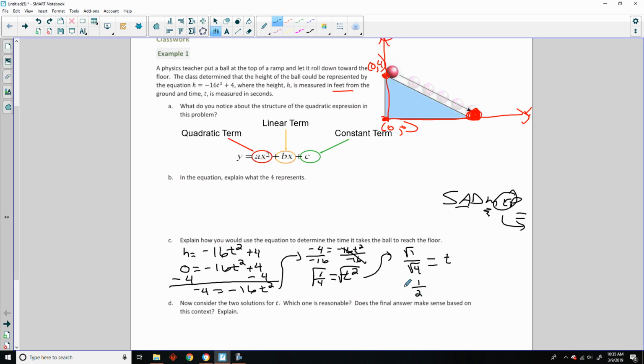But remember, when you take square roots, they can be positive or negative. Okay, so now consider the two solutions. So we have t equals 1/2 or t equals negative 1/2. Which one is reasonable? Remember, that's time. And obviously the negative 1/2 does not make sense because there's no such thing as negative time. We can't turn back time. So our answer is positive 1/2. And always have to be careful, that is measured in seconds. So it would take a half a second for the ball to roll down and end up here. Okay.